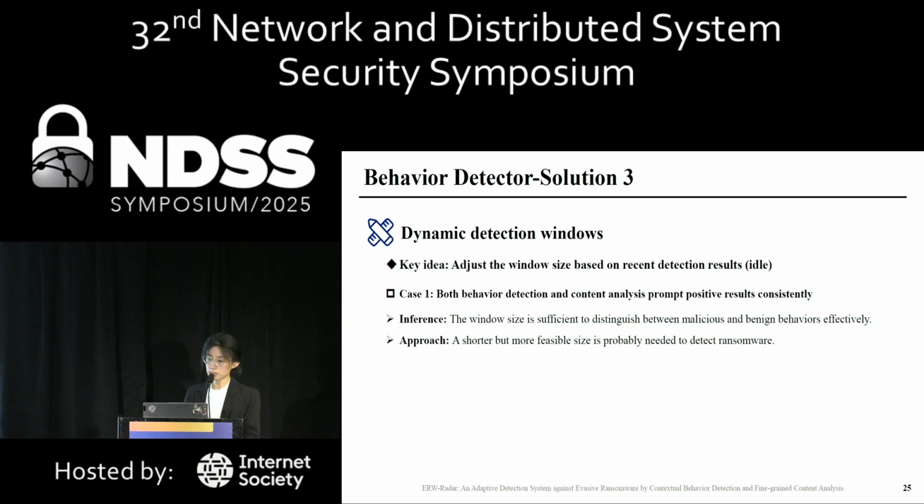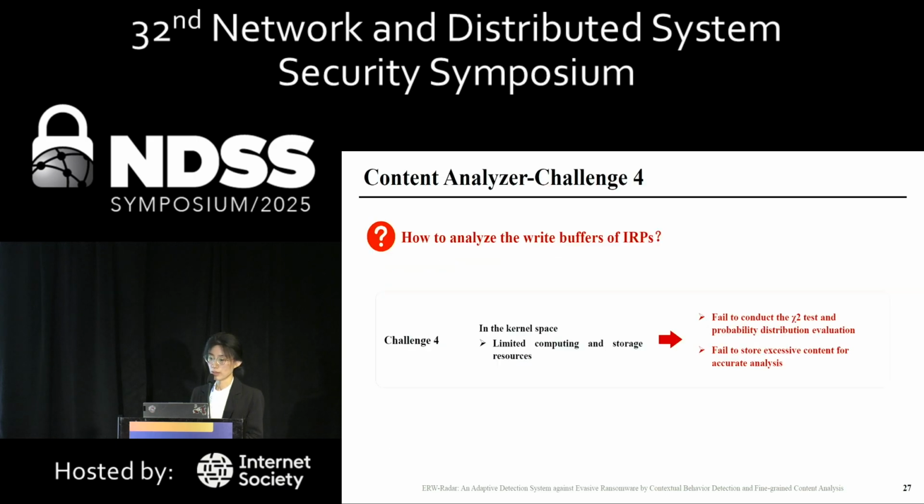We discuss it in the following two cases. First, if both behavior detection and content analysis prompt positive results consistently, this indicates that the window size is sufficient to distinguish between them effectively. So a shorter but more feasible size is probably needed to detect ransomware. Case 2.